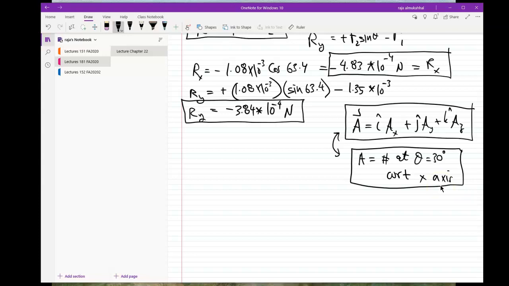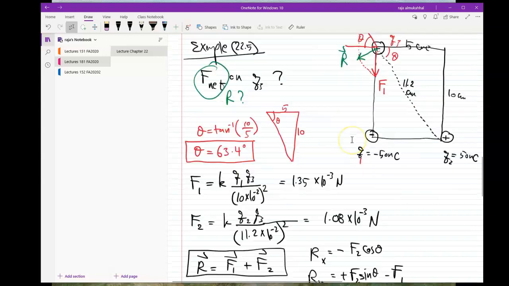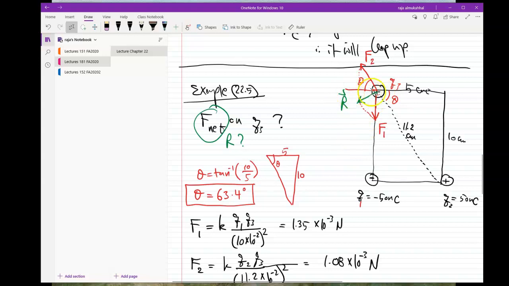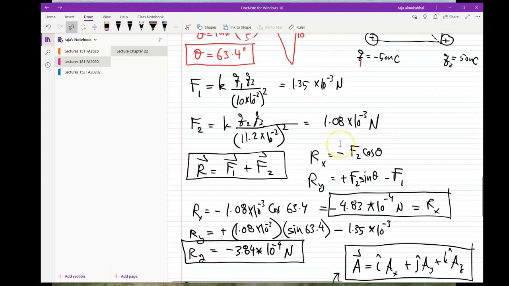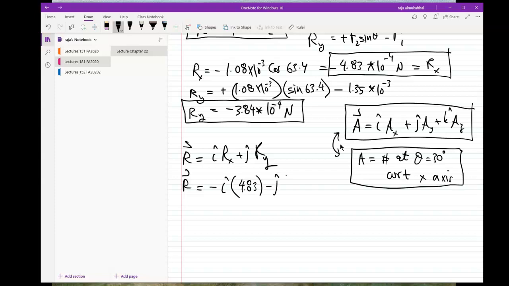So since we're done with that, what is our R vector equal to, which is the green vector that I have drawn here? Well, as you can see, it's negative in the x-axis. See what I'm saying? And it is also negative in the y-axis. So one way to write it down, let me write it this way: I R sub x plus J R sub y. Okay, it's a two-dimensional problem. So in this case, our vector is going to be negative, I, parentheses, 4.83 minus J, 3.84, bracket, times 10 to the negative 4 Newton. You see what I'm saying? That'll be one way to write it.